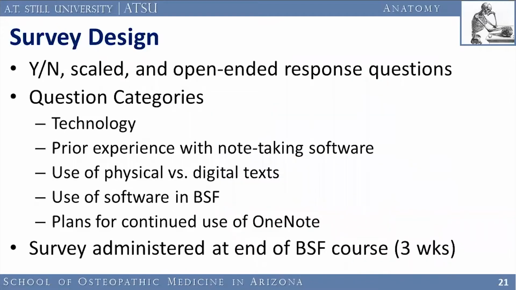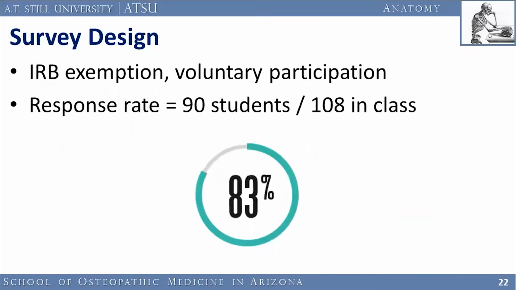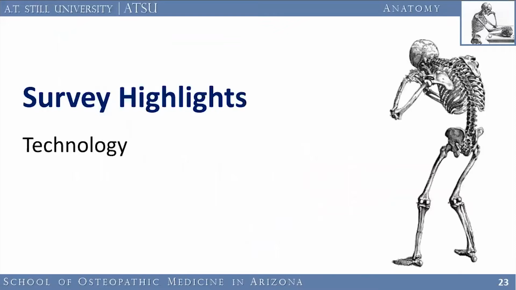So we designed a survey that had a variety of different types of questions. We had different question categories, and I'm going to walk you through some of the highlights from those, so I'll explain what those are. This was a voluntary survey. We had IRB exemption, and our response rate was 83% of the class, so that was pretty good.